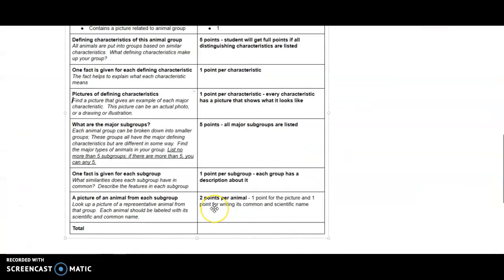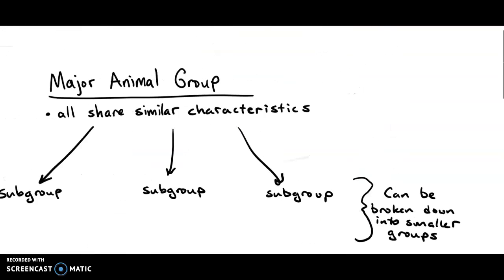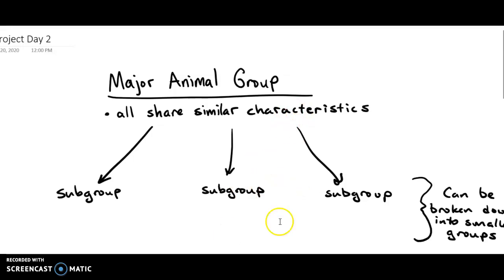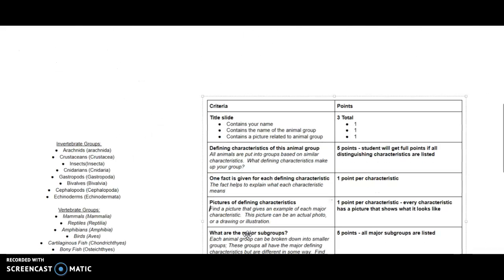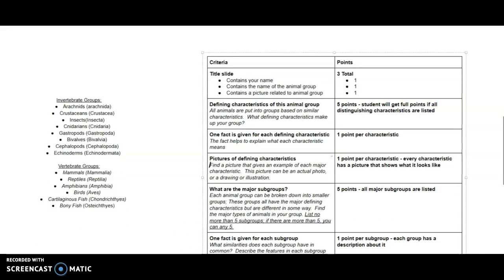But you've got a rubric for today. The big idea is that your major group can be broken into smaller groups, and I think you shouldn't have any trouble finding any information. If you do, you could let me know. I'll be happy to post some info for you or show you where you can find it.